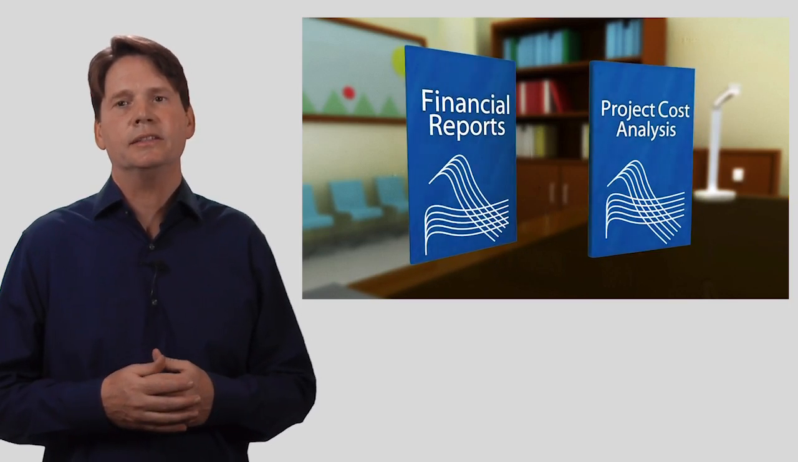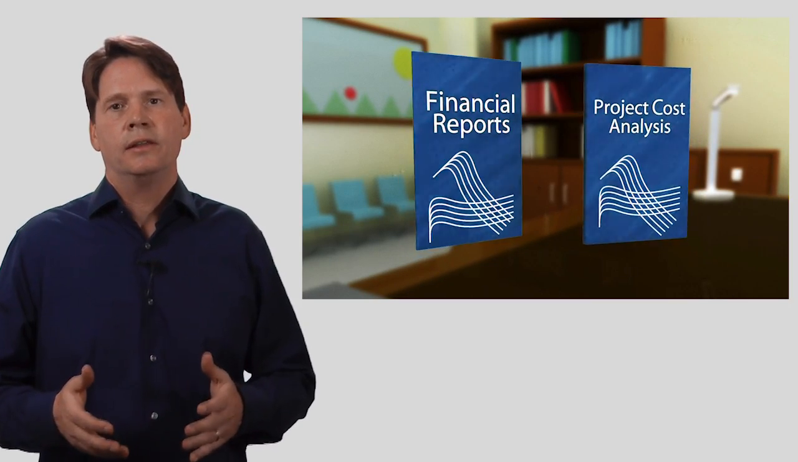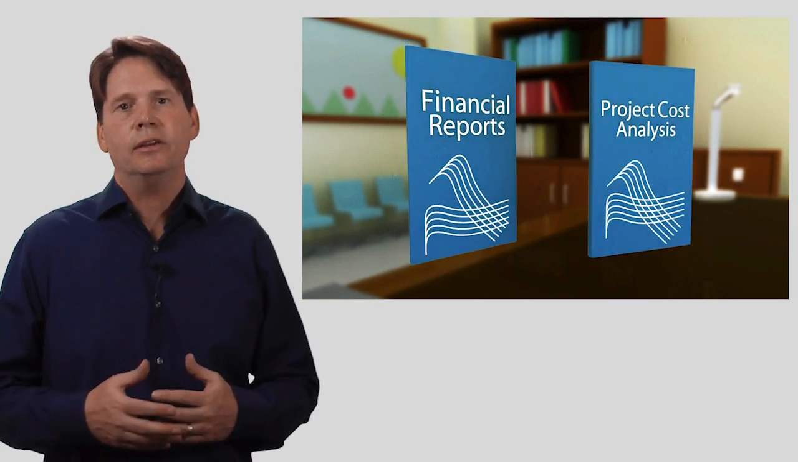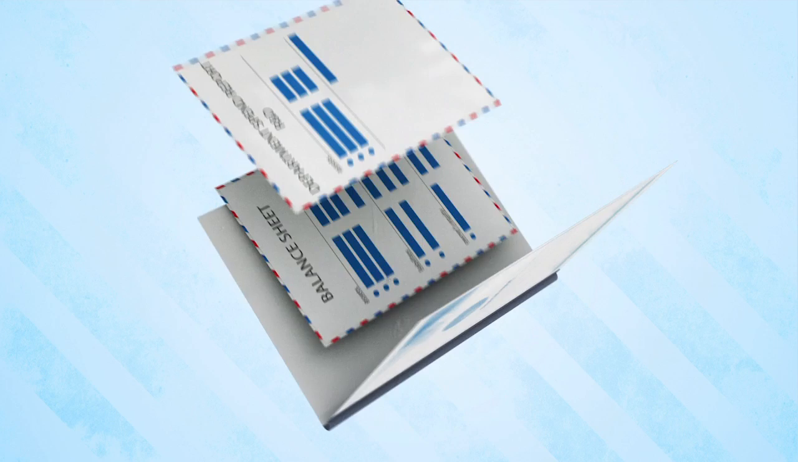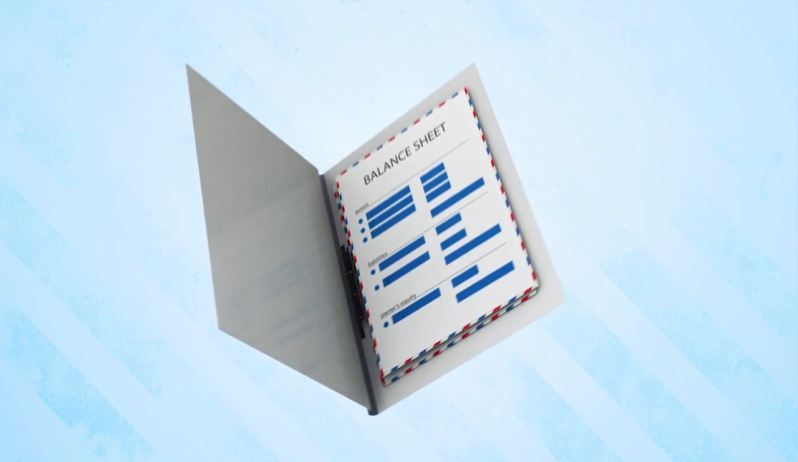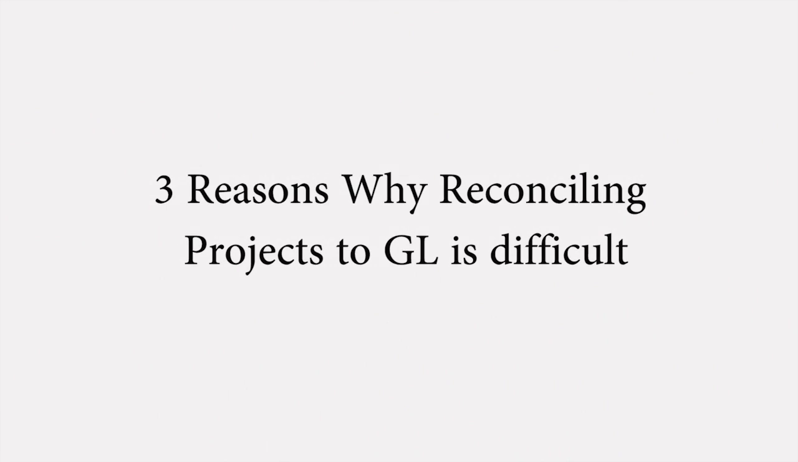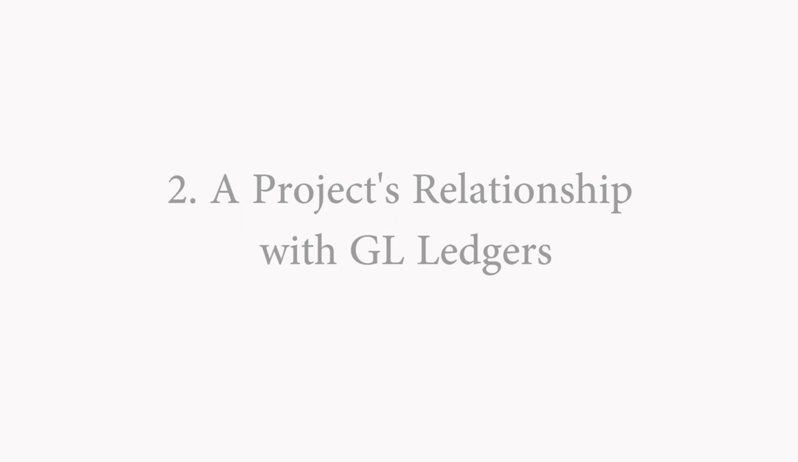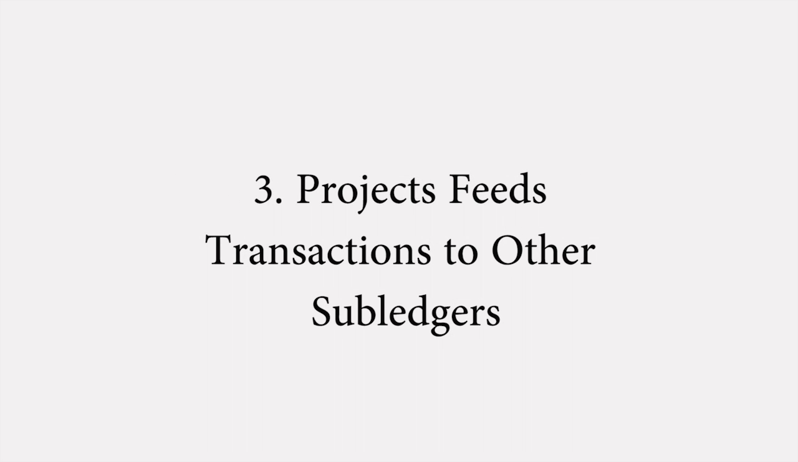Having the ability to explain these differences will bring confidence that your project reporting is accurate, and as you'll see in the next series of videos, these differences arise because of the role projects plays in the e-business suite. There are three main reasons why reconciling projects to GL is so difficult. The first is that the Projects module uses two different data flows to record GL information. The second is the relationship between a project and the GL ledgers. And finally, the third is when projects feeds transactions into other subledgers.